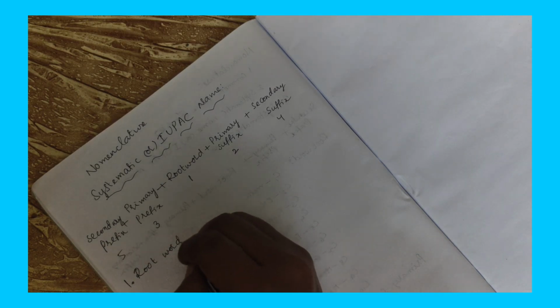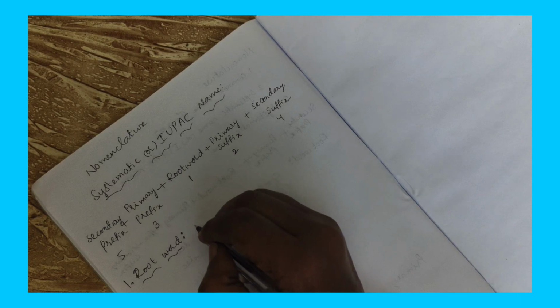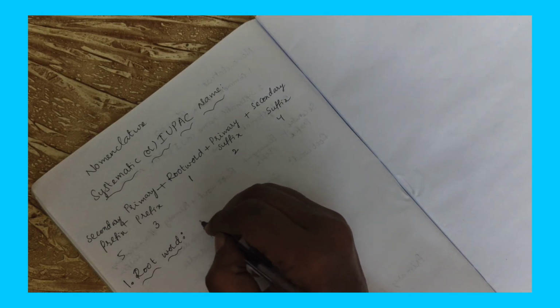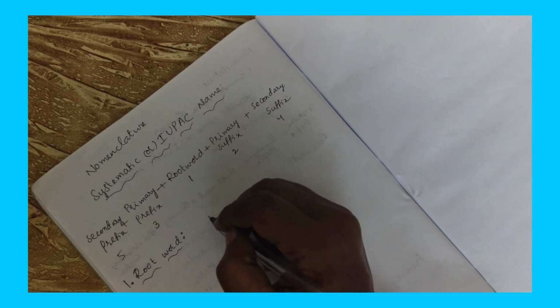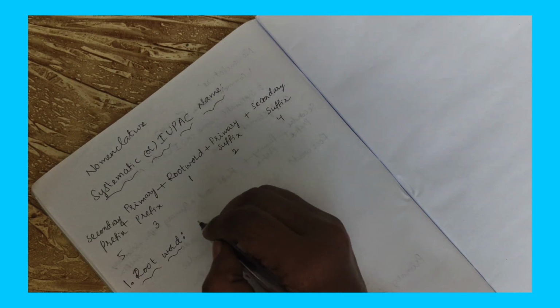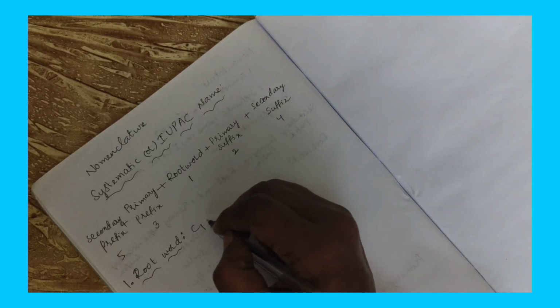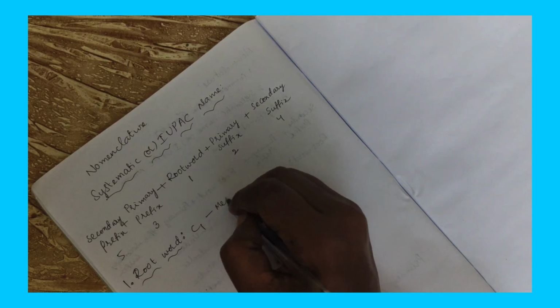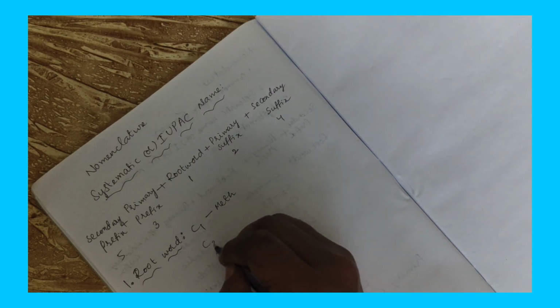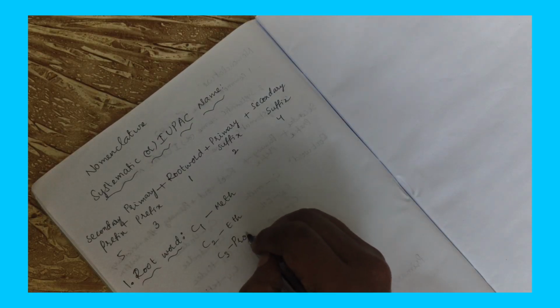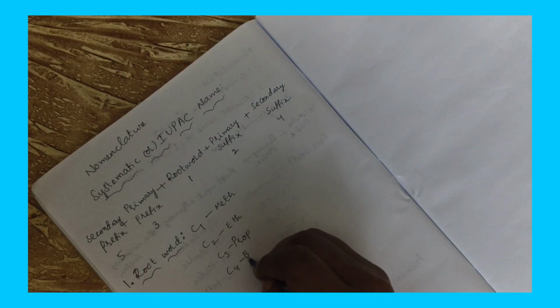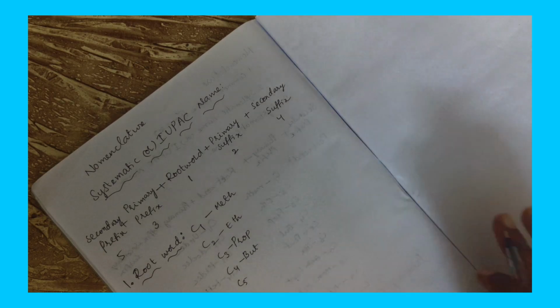What is actually root word? Root word is based on number of carbon atoms. If you take only one carbon in the organic compound, we are going to discuss nomenclature. If only one carbon is there, then it is called meth, and if it is two carbons, then it is eth. Three carbons, it is called prop. Four carbons, it is called but, and five carbons, it is called pent.